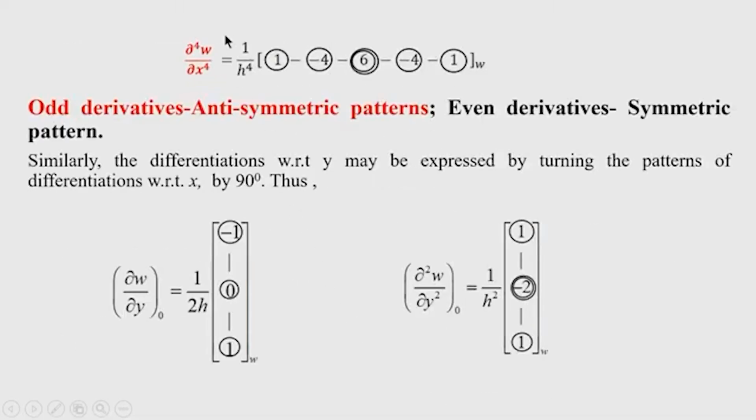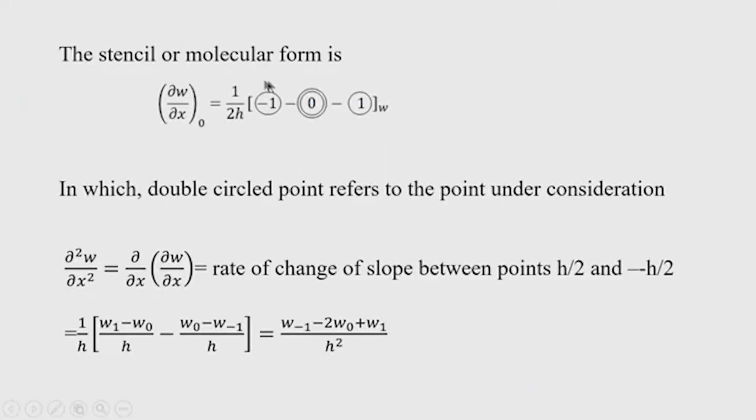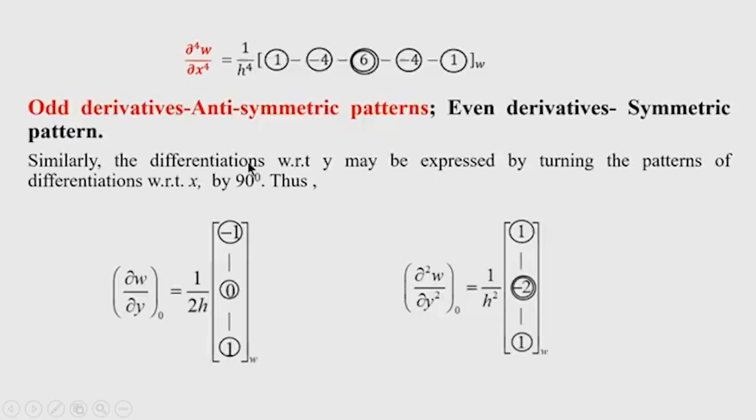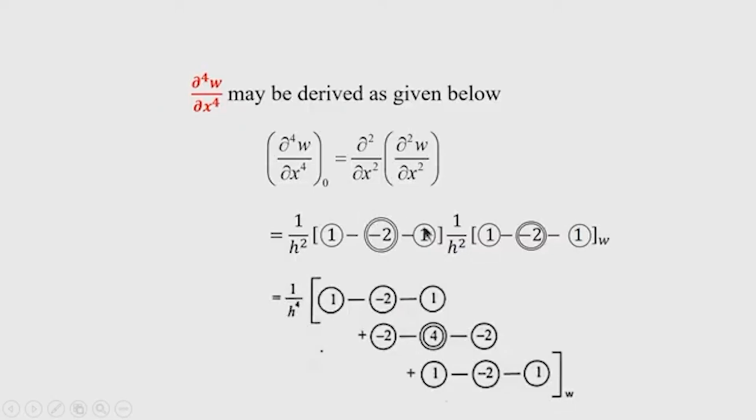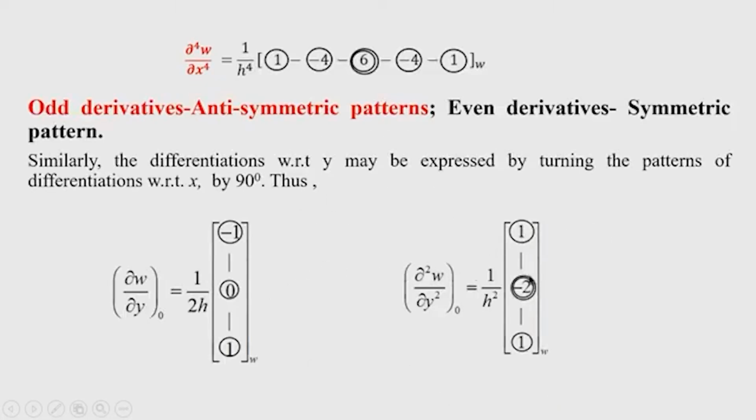So, after getting the fourth derivative, the pattern in the y direction can also be written just by rotating the derivative that is found with respect to x by 90 degrees. If I rotate this by 90 degrees, I get del w by del y, just rotation by 90 degrees. Similarly, del square w by del y square is obtained by rotating del square w by del x square. If I rotate this quantity, it becomes minus 2, upward it is 1 and this is 1.